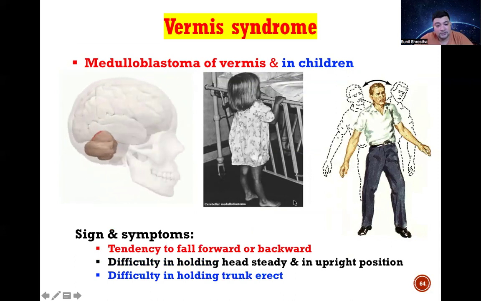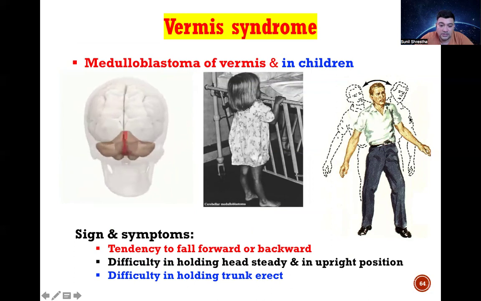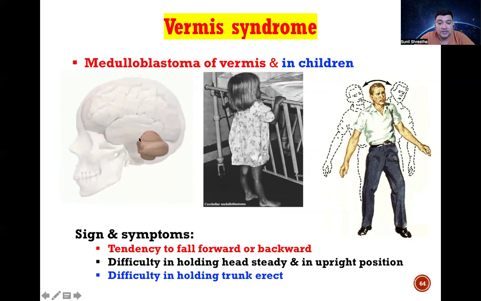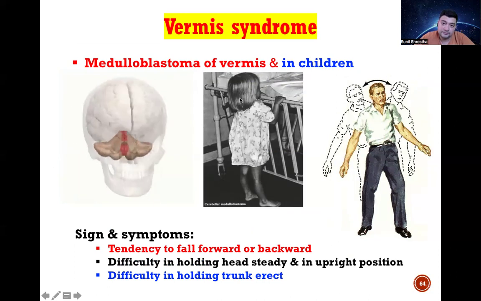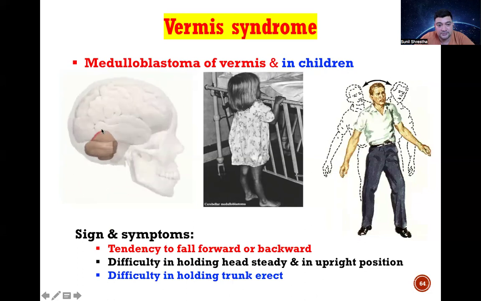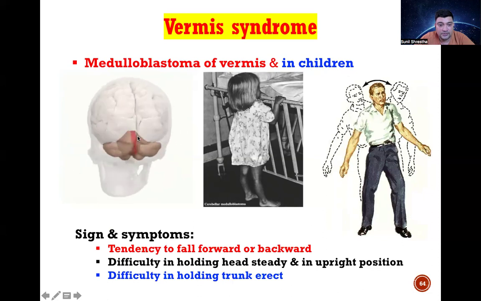The person has a tendency to fall backward or forward, difficulty in holding the head steady, and difficulty in holding the trunk erect. Those are also the signs and symptoms of vermis syndrome. This is because of the tumor present in the vermis, in the medulloblastoma of the vermis part, especially.